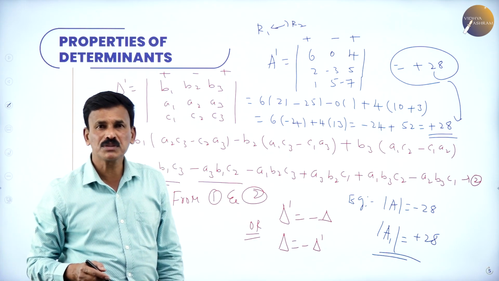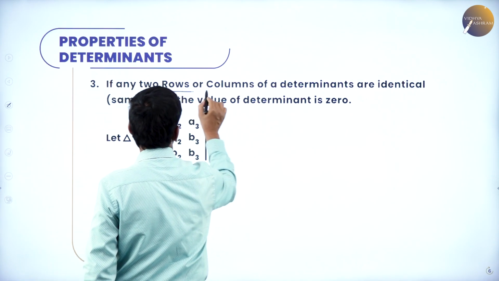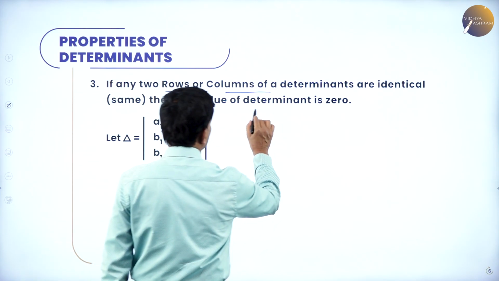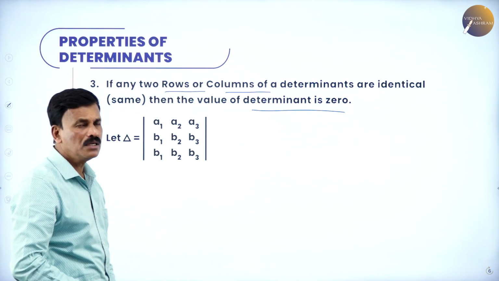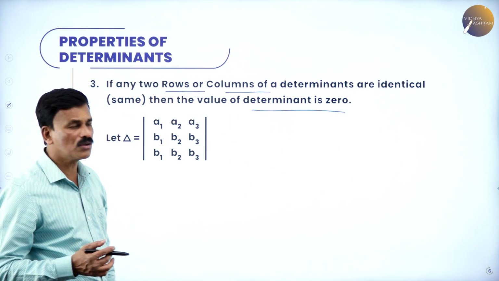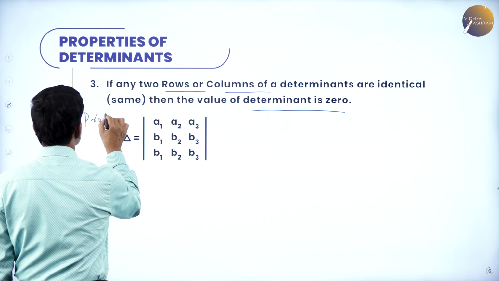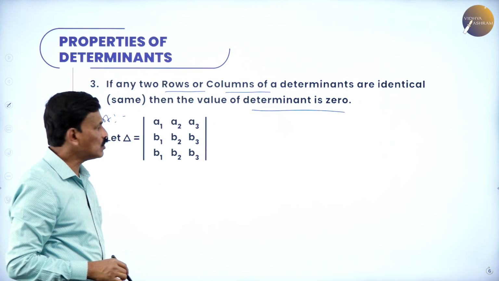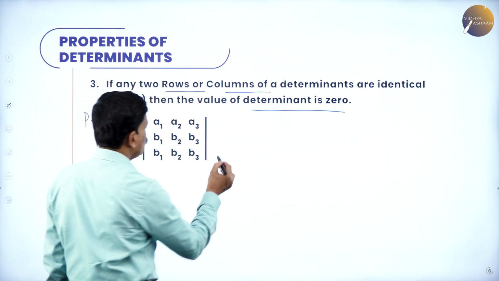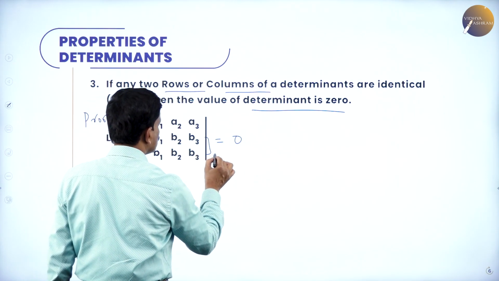Now let us come to property number 3. What is property 3? If 2 rows or columns of a determinant are identical, then the value of the determinant is 0. Very simple. Now let us consider this. Let delta be equal to A1, A2, A3, B1, B2, B3, again B1, B2, B3. According to the definition, the value of this determinant is equal to 0 because these 2 rows are the same.